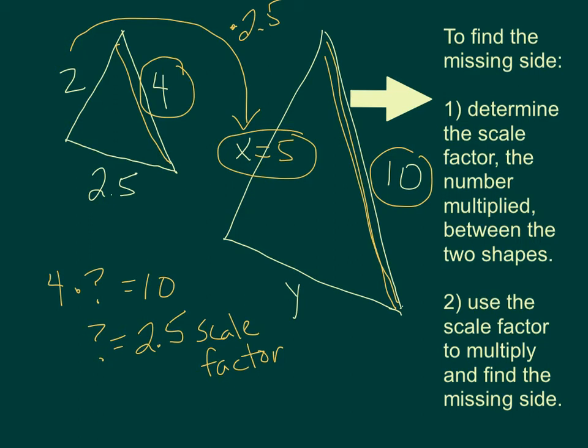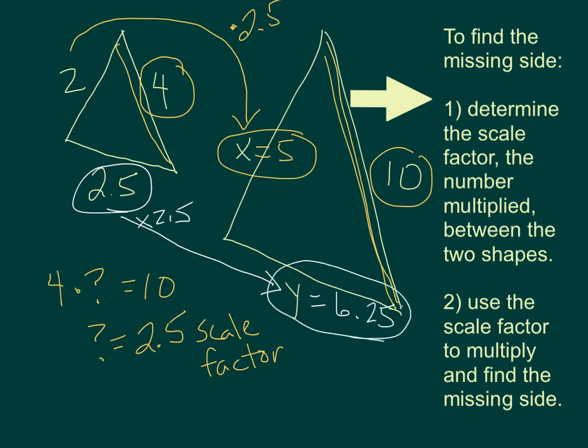To find the y, ask yourself, which side lines up with the y in the other triangle? It is the 2.5. So I'm going to take the 2.5 and multiply it by 2.5, and that's going to give me y. That is 6.25. So then my y is 6.25. Don't get worried if your scale factor is a fraction. That is perfectly okay because life is messy. Let's just put it that way.